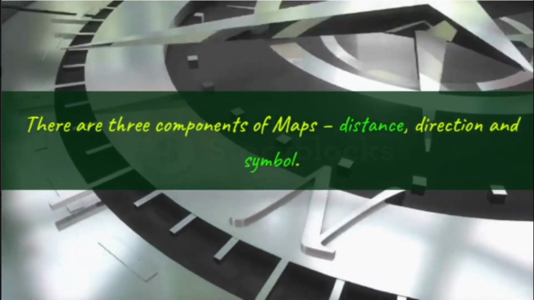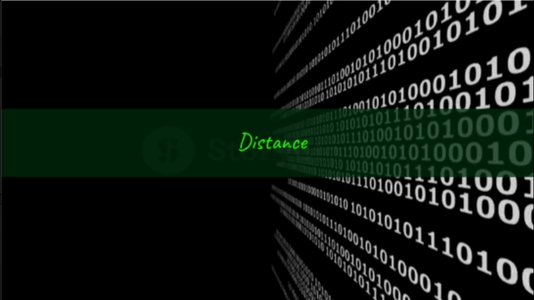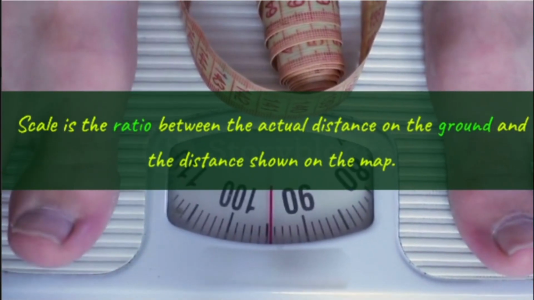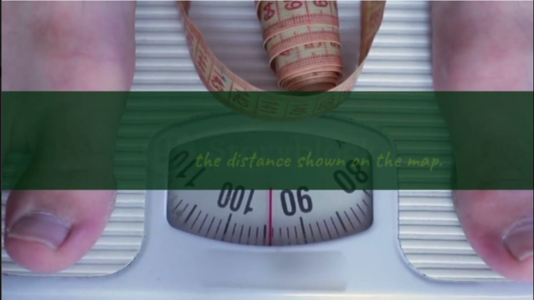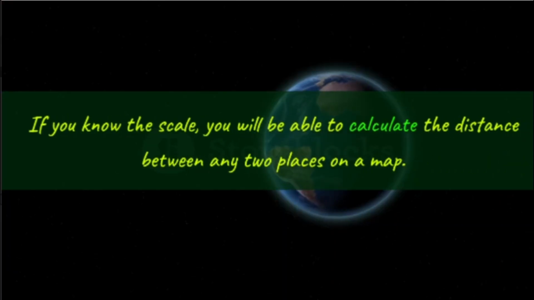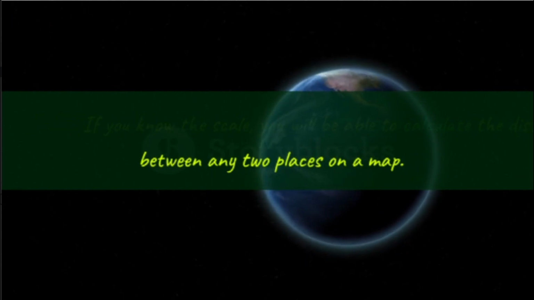There are three components of maps: distance, direction, and symbol. Distance. Scale is the ratio between the actual distance on the ground and the distance shown on the map. Scale is very important on any map. If you know the scale, you will be able to calculate the distance between any two places on a map.